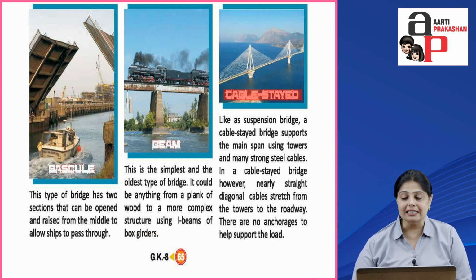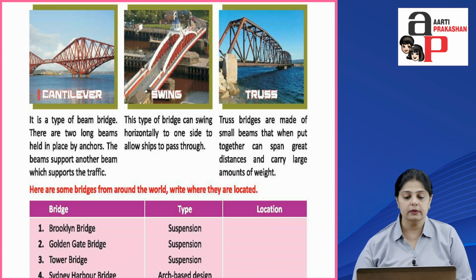Now, cable stayed. Like a suspension bridge, a cable stayed bridge supports the main span using towers and many strong steel cables. In a cable stayed bridge, however, nearly straight diagonal cables stretch from the towers to the roadway. There are no anchorages to help support the load. Then is the cantilever. It is a type of beam bridge. There are two long beams held in place by anchors. The beams support another beam which supports the traffic.